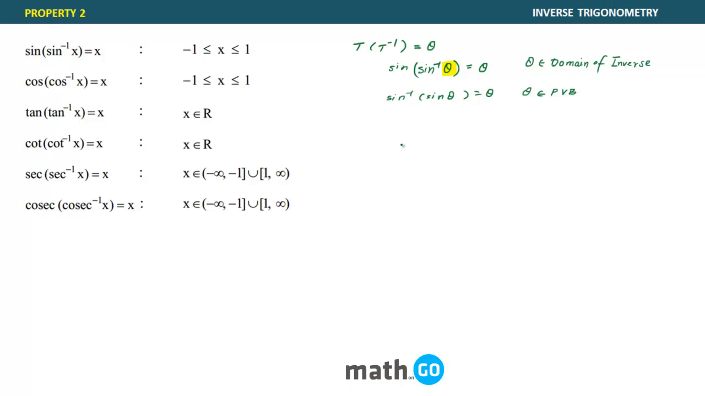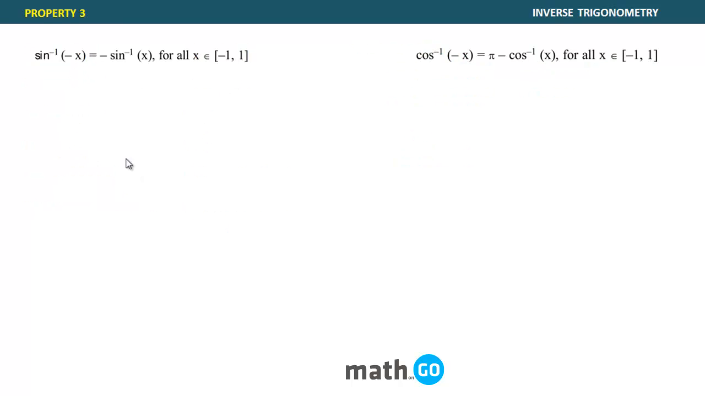So if somebody gives you the question, sine of sine inverse 3, what is the value? The answer is not 3. Why? Because 3 is not in the domain of sine inverse. This is not solvable, not a defined quantity, because you cannot put 3 inside sine inverse. That is what is meant by the property. So all these formulas depend on whether the value of x is in the domain of the inverse function.